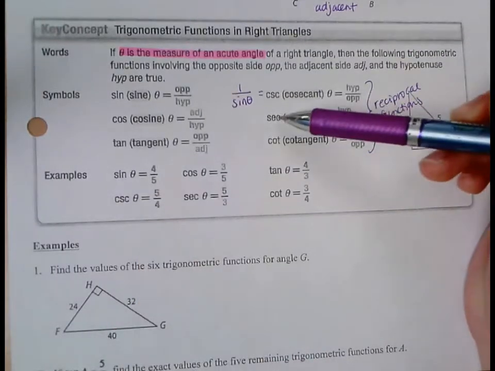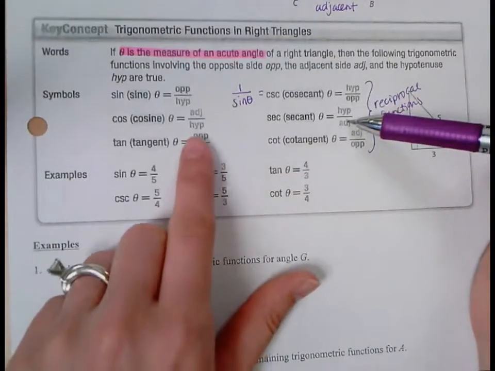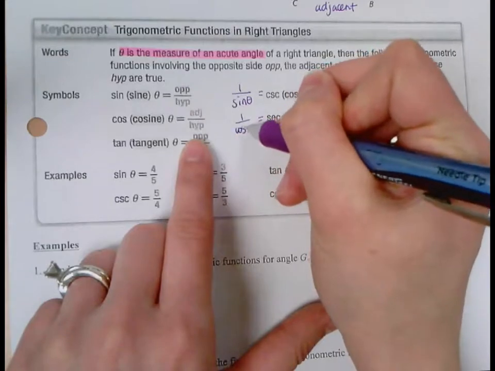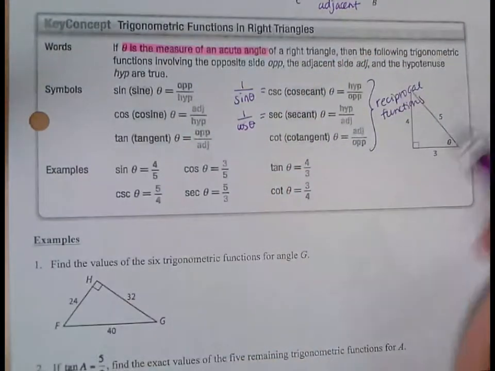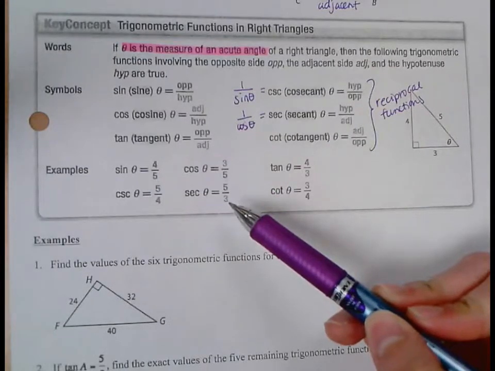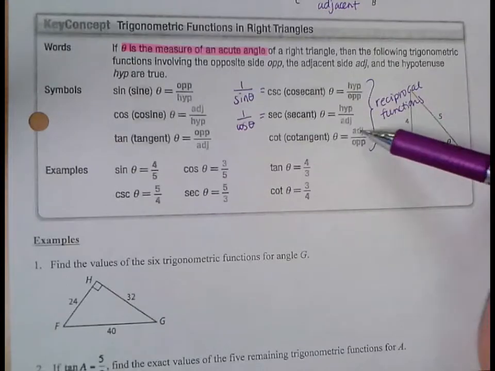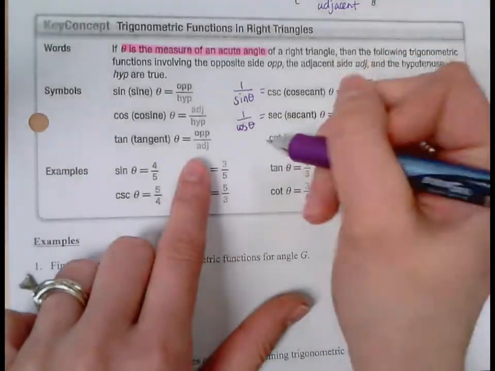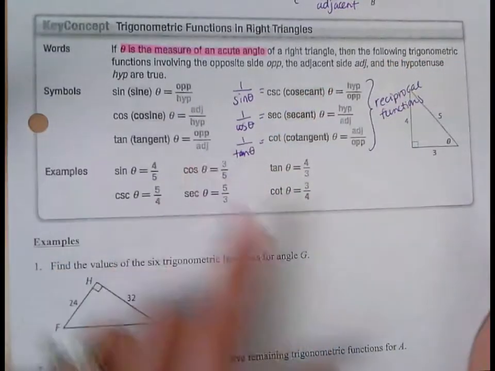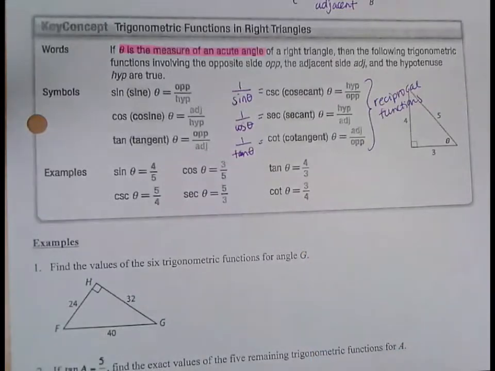And then secant, S-E-C, secant of theta is hypotenuse over adjacent. That's the reciprocal of cosine. So you see again in the example, cosine of theta is 3 over 5, secant is 5 over 3. And then cotangent, C-O-T, is adjacent over opposite. That's the reciprocal of tangent. So tangent in that example was 4 over 3, cotangent is 3 over 4.